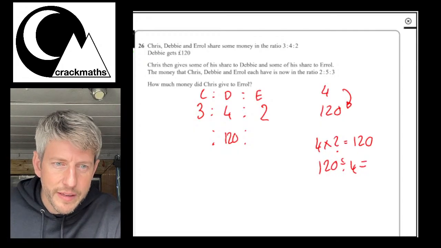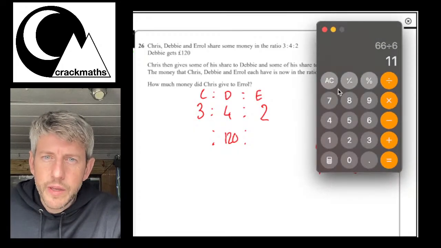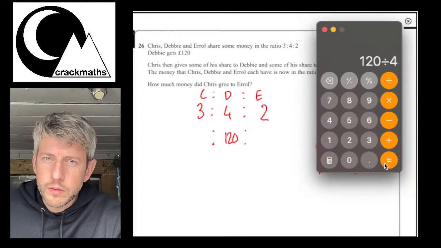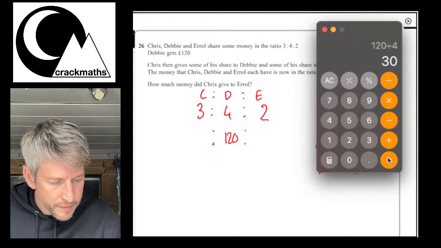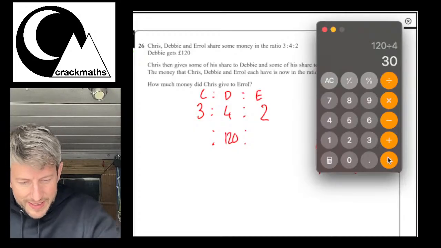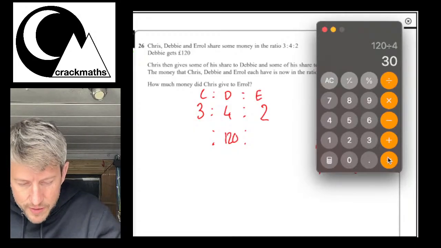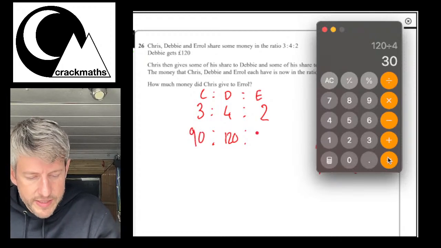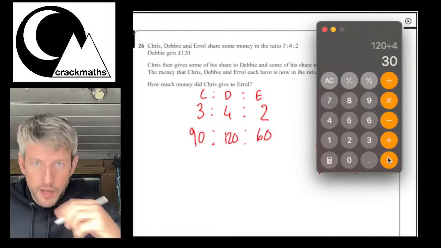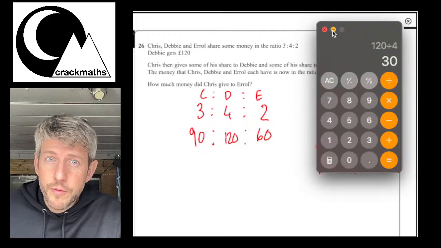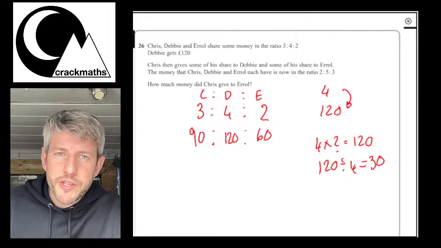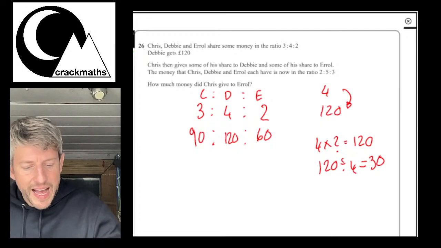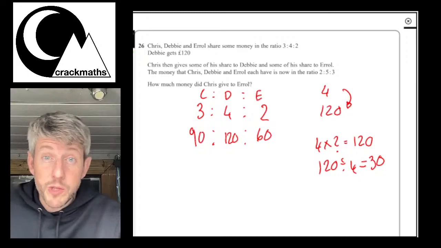So let me get the calculator up. 120 divided by 4 equals 30. So basically everyone's getting 30 lots of this ratio. So 3 times 30 would be 90. 4 times 30, 120. 60. Right, so here we go. This is the original amount of money that everyone's getting.